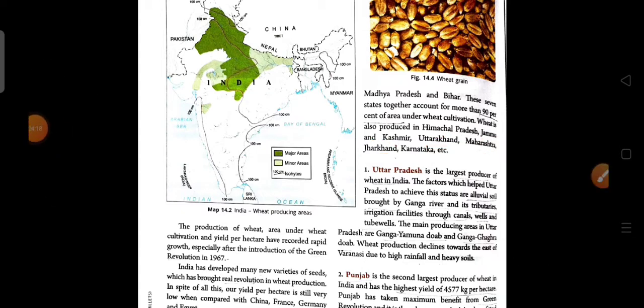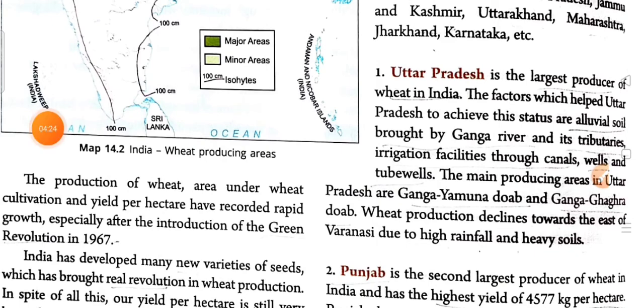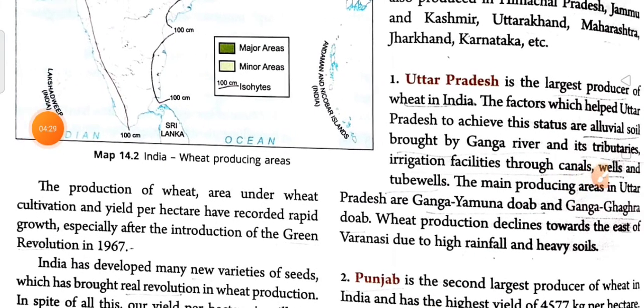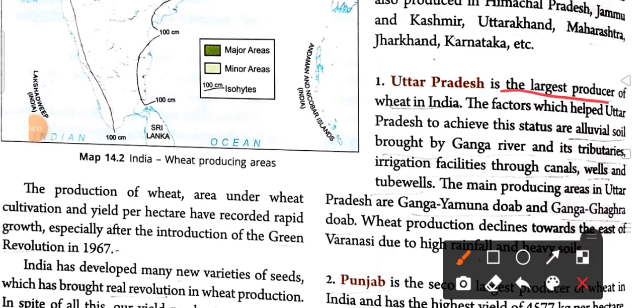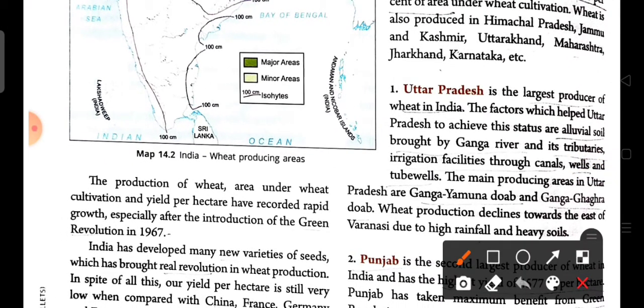Now, let us study the specific states in which wheat is produced. First comes Uttar Pradesh. Uttar Pradesh is the largest producer of wheat in India, so in the first rank of the states in India, Uttar Pradesh comes first. The factor which helped Uttar Pradesh to achieve this status is alluvial soil. Alluvial soil means very fertile soil which is mainly brought by the Ganga river and its tributaries. Irrigation facilities are also available here, provided by canals, wells and tubewells. So, this is one of the reasons why Uttar Pradesh is the largest producer of wheat.